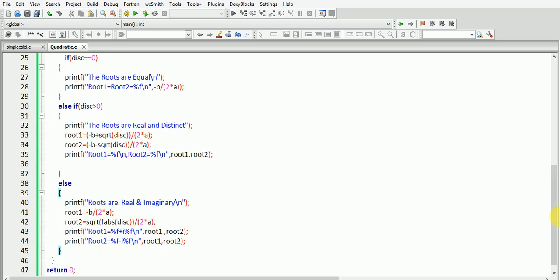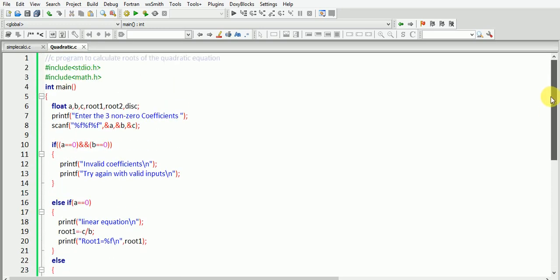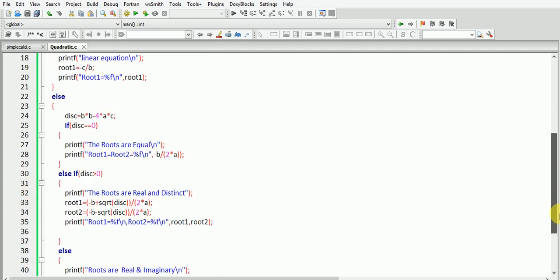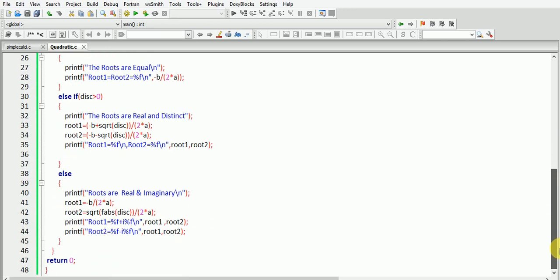And since we are using int main in our function, we need to return something. So I am just returning 0. 0 is of type int, so that's the reason I am returning 0, and this is the end of the program. So let's run this program and see the result.